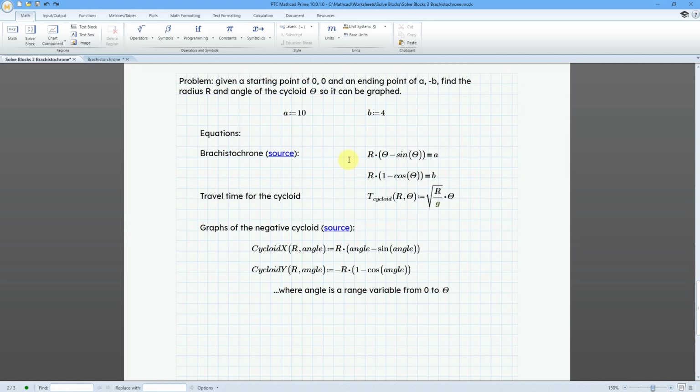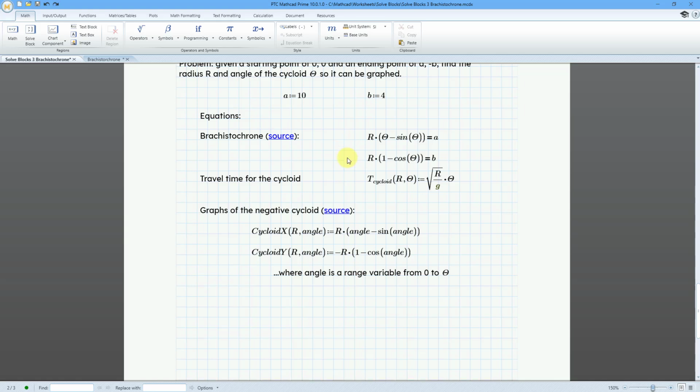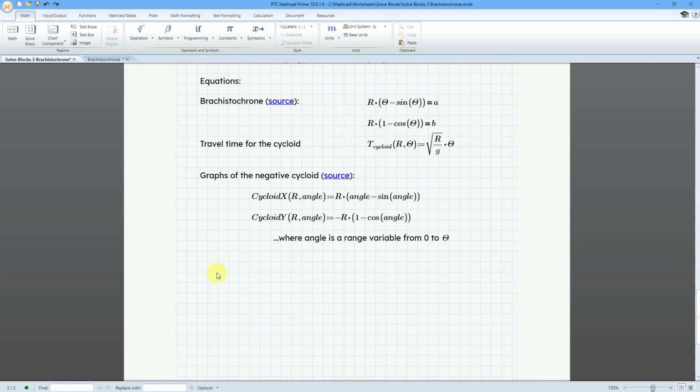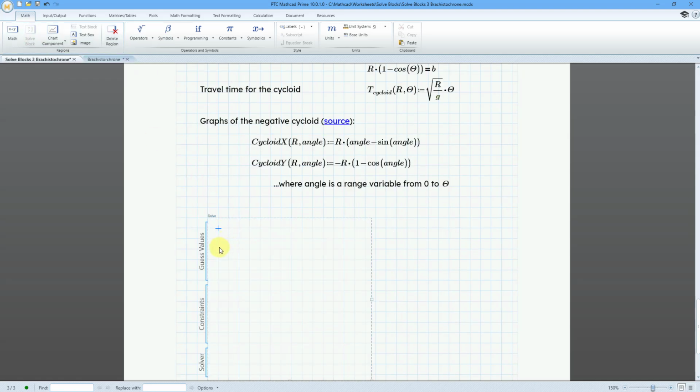This is where the solve block comes in. So let me scroll down on the sheet, let me click where I want to place the solve block. And then right from the Math tab, I will choose Solve Block. And then we have our guess value.